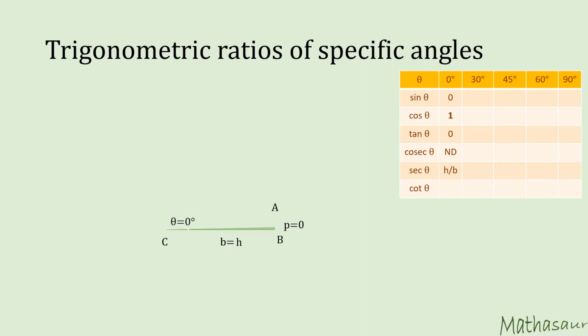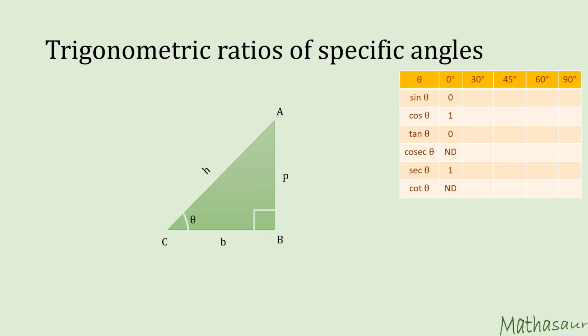Secant theta would be the reciprocal of cos theta or h upon b, which would be equal to 1. And cot theta would be the reciprocal of tan theta or b upon p. Once again, the denominator is 0, hence the fraction cannot be defined. So now we have all the trigonometric ratios for theta equals 0 degrees.